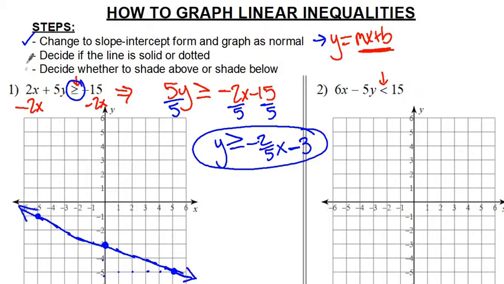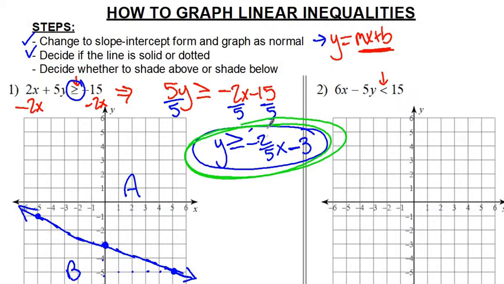Alright, and then the last thing is to decide whether it's shade above or below. So I'm going to call this stuff above the line region A. I'm going to call this stuff below region B. And my question for you is, based on this right here, let me put it in green so we can see it, what does that say? It says y is greater than that negative 2/5 x minus 3 line.